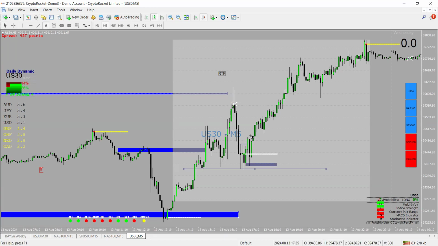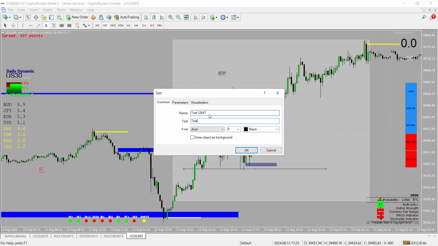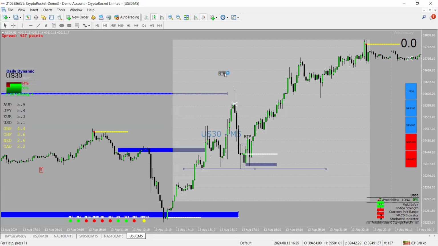Above this high would be your RTP for your entry. I like to just call it an R so I don't get them confused. And then your take profit level can be this RTP right here. And as you can see, RTP gets taken out because we broke structure of the previous move.